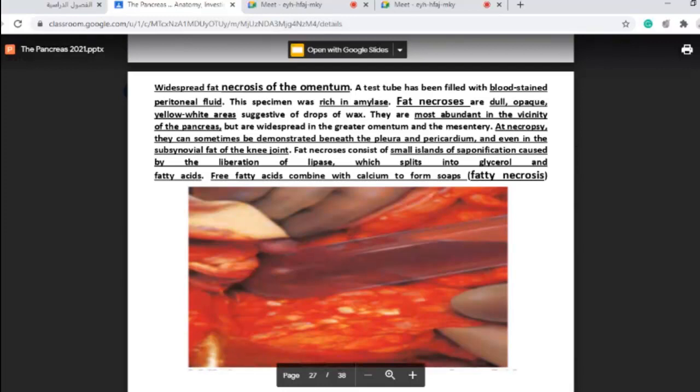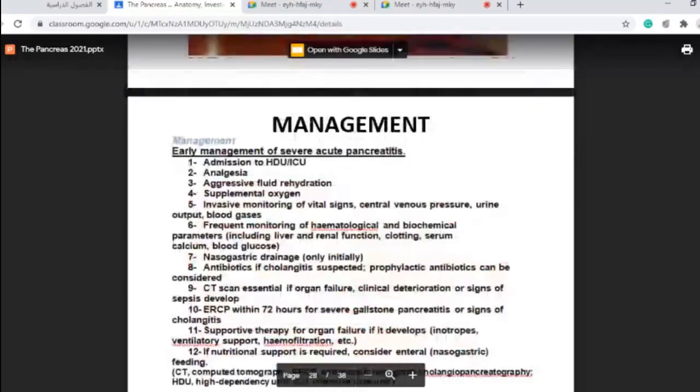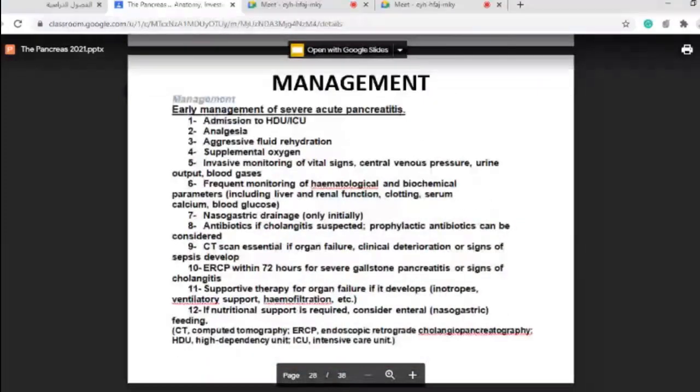So how do we manage these patients? These patients, as I told you, it is very severe and may be fatal, causing respiratory distress. The inflammatory fluid passes from the pancreas, which is retroperitoneal, to the mediastinum, causing respiratory distress syndrome. So they need admission to the high dependency unit, or what we call ICU, intensive care unit, or respiratory care unit, the surgical intensive care.